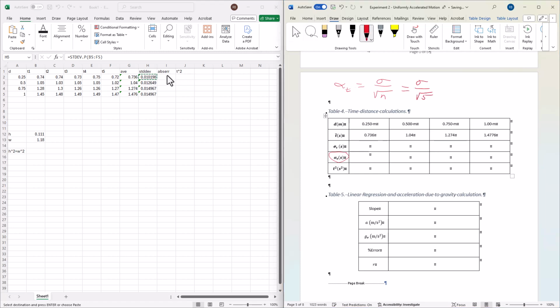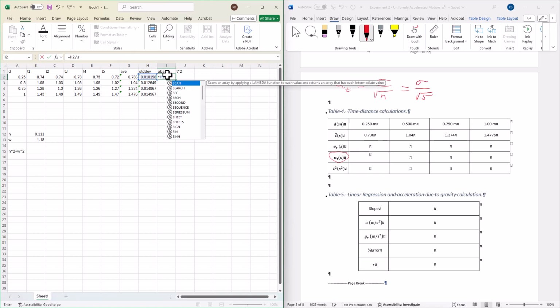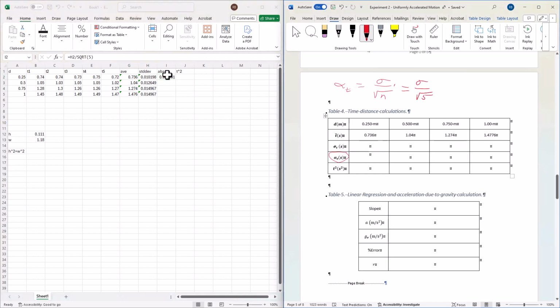We can highlight this cell right here, hit equals, highlight that cell right there, the standard deviation, divided by SQRT for square root, and then parenthesis 5 parenthesis. There you go. And oh, I forgot one thing, kind of important. It's actually the absolute value divided by the square root of samples times 100%. So this should be times 100%.